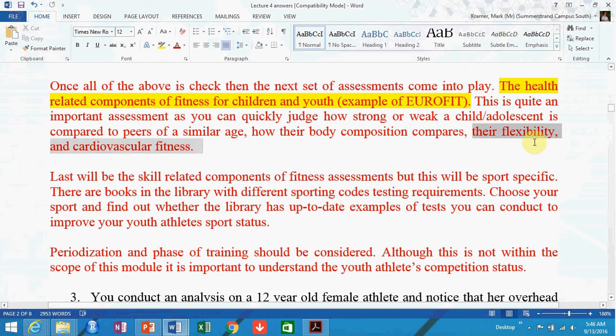Just quickly for flexibility in youth, you guys have looked a lot at sit and reach. Remember, sit and reach, or any assessment that you're doing, you want to look at the validity and reliability of the assessment and whether it actually assesses what it says it assesses. So if you look at, for example, the sit and reach, and growth-related changes in the individual.